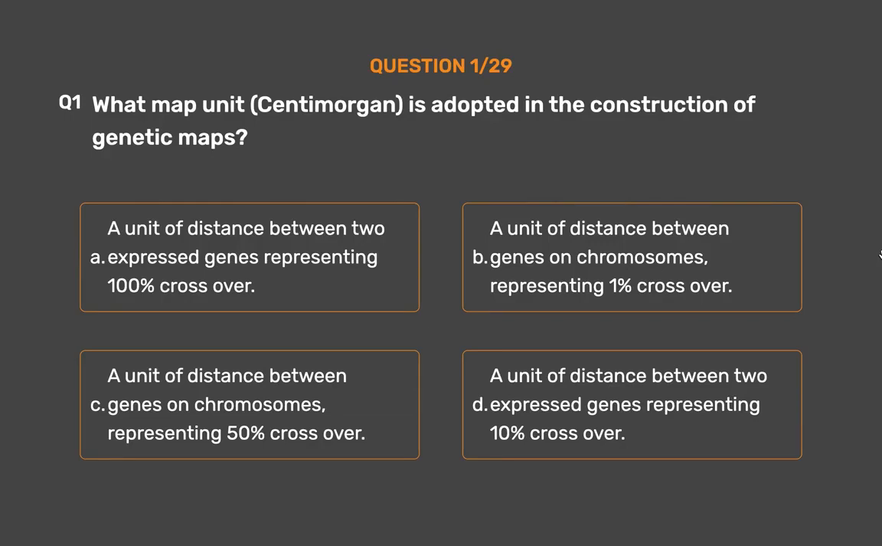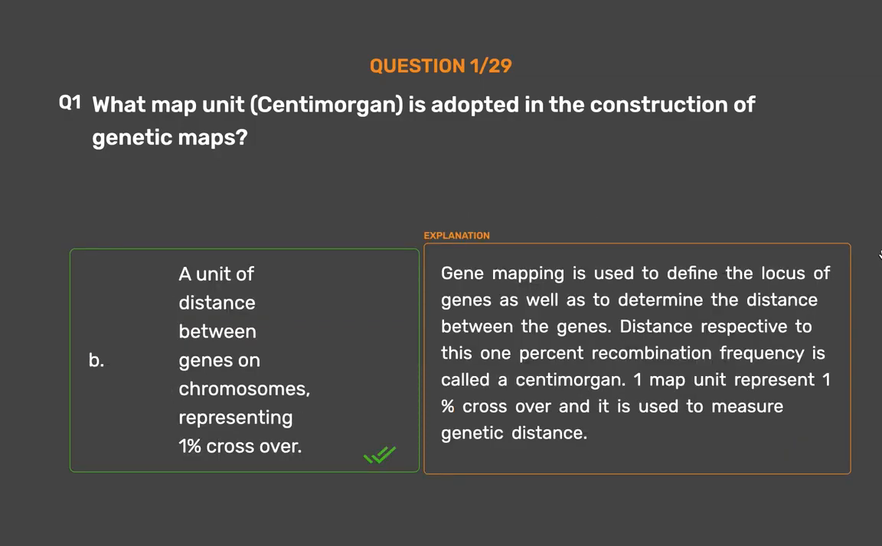The correct answer is Option B. A unit of distance between genes on chromosomes, representing 1% crossover. Gene mapping is used to define the locus of genes as well as to determine the distance between the genes. Distance respective to this 1% recombination frequency is called a centimorgan. One map unit represents 1% crossover and it is used to measure genetic distance.